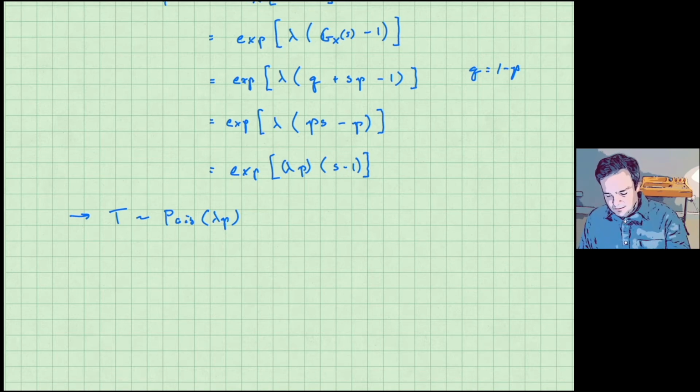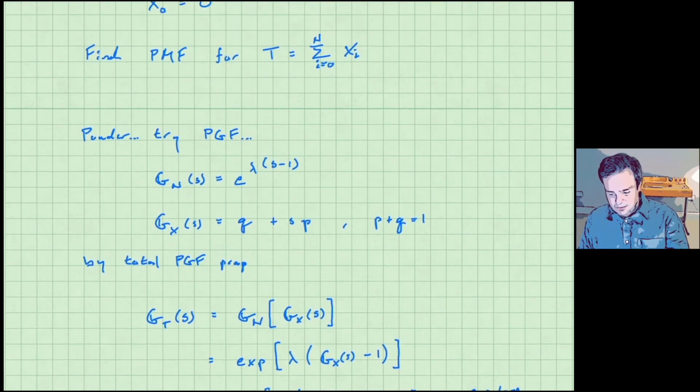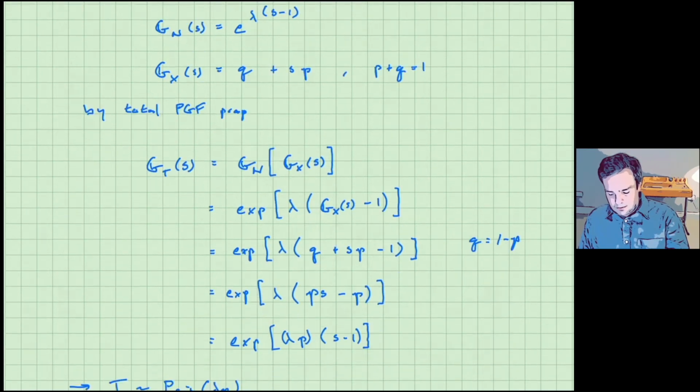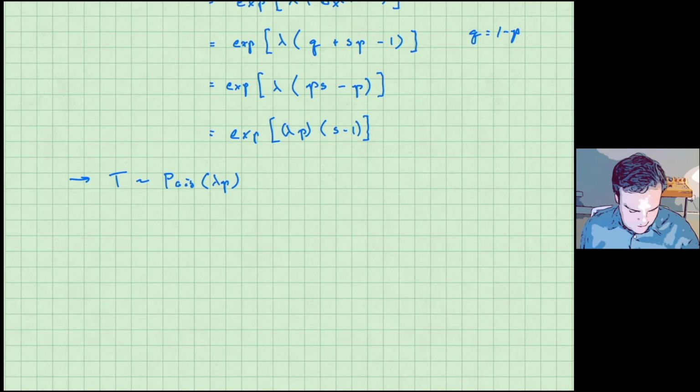And I think this doesn't really answer the question. The question asked, what did it ask me for? Find the probability mass function. So, okay, you could look up the probability mass function for this guy and write it out. But that wasn't actually the point. We should probably have changed that.